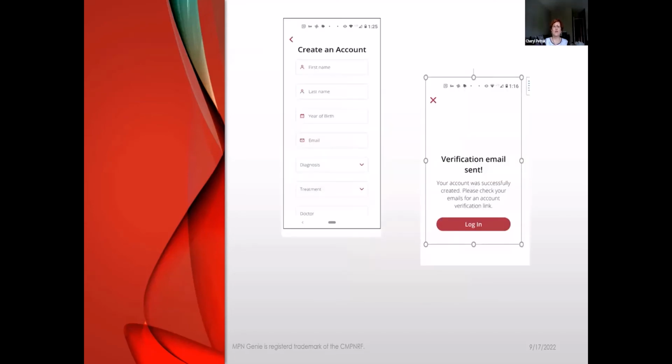Next slide, please. Again, these are just screenshots of when you create your account, what you'll be asked to participate with as far as personal data. And then you'll get a verification email saying that you've established your account and you can now log in and go ahead and start using the app. Next slide.